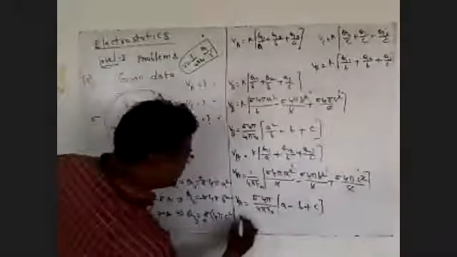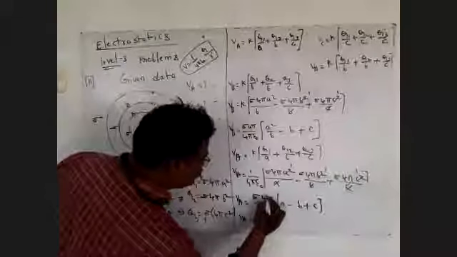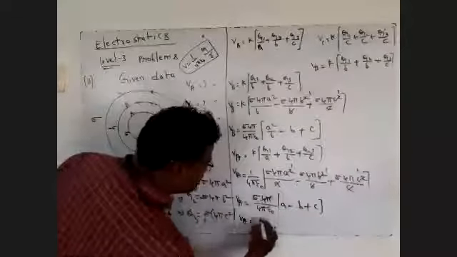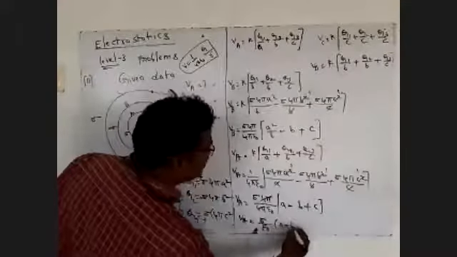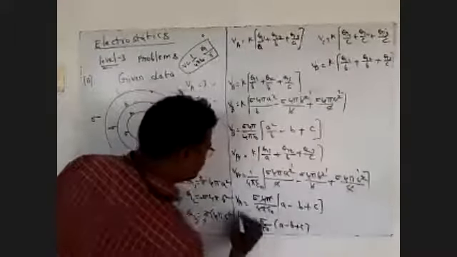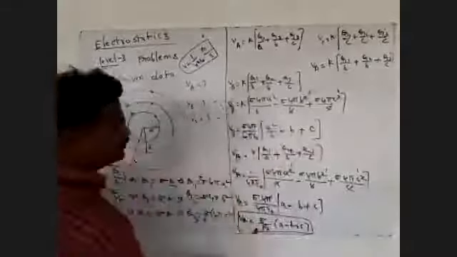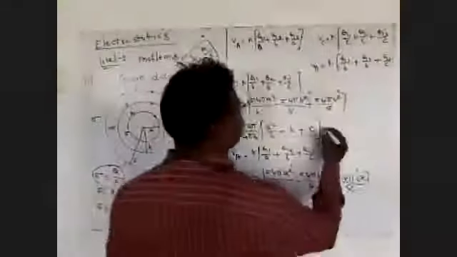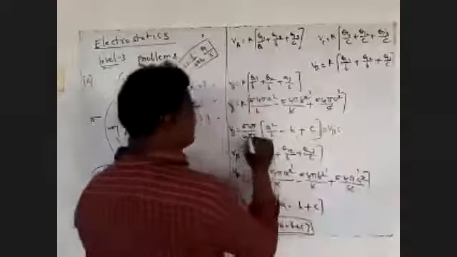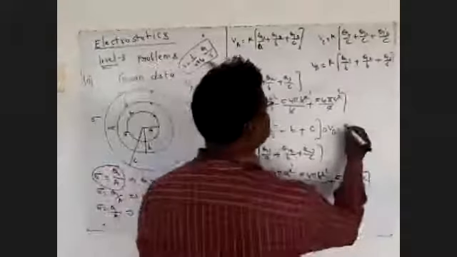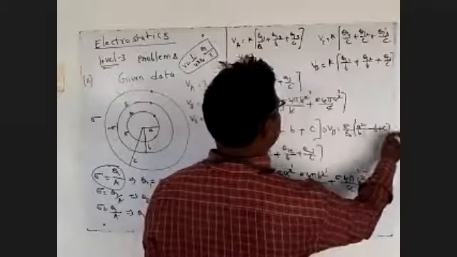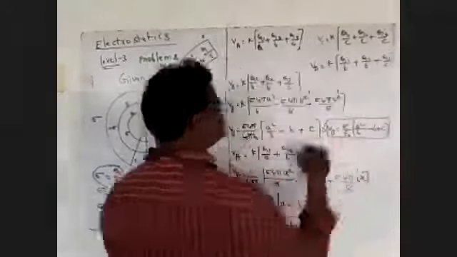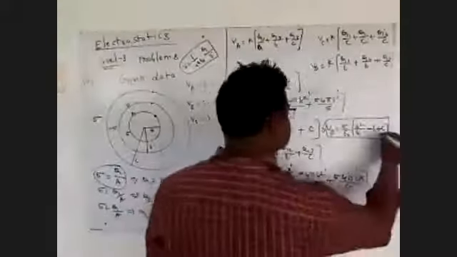So next, VA value is equal to, 4 pi and 4 pi cancel each other, sigma by epsilon naught, A minus B plus C. This is the VA value. Next, this is the VB value. So what is the VB value? VB value is, 4 pi and 4 pi cancel each other, sigma by epsilon naught, A squared by B minus B plus C. This is the answer. This is the VA value, and this is the VB value.